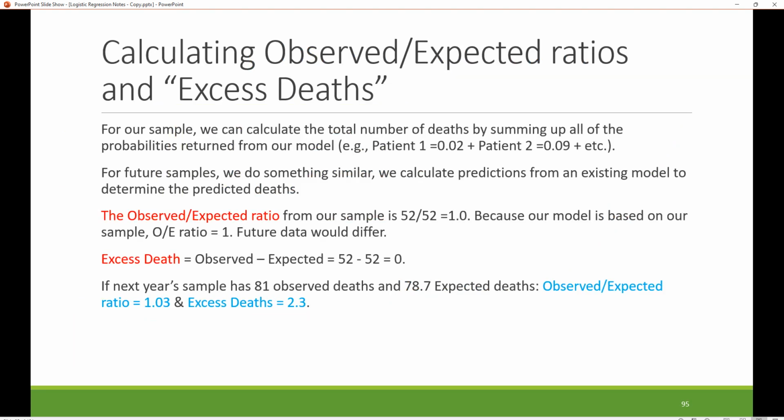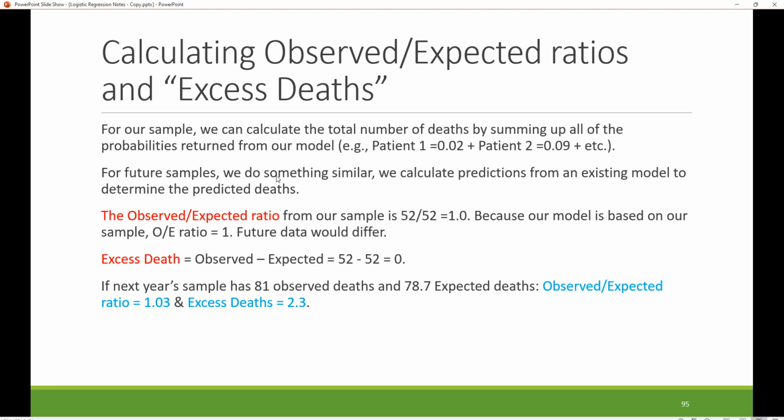And now we can look at calculating observed expected ratios and excess death. For a sample, we can calculate the total number of deaths by summing up all of the probabilities returned from our model. So in our sample, if we sum up everybody's probabilities, that should equal the number of actual deaths that we have.